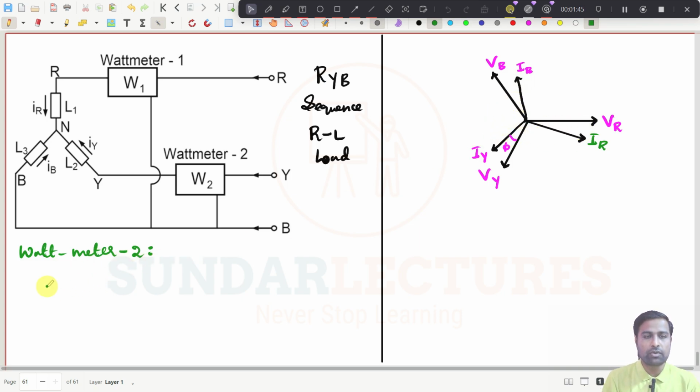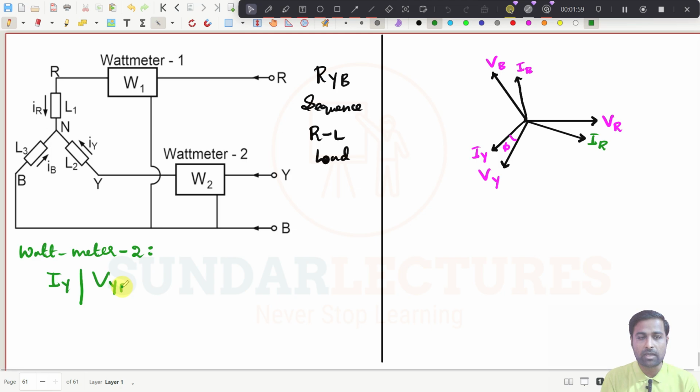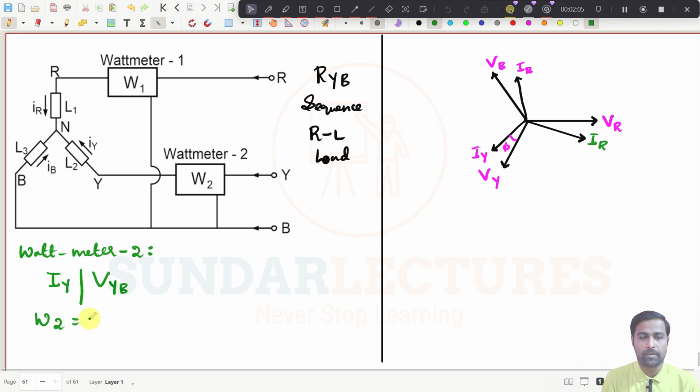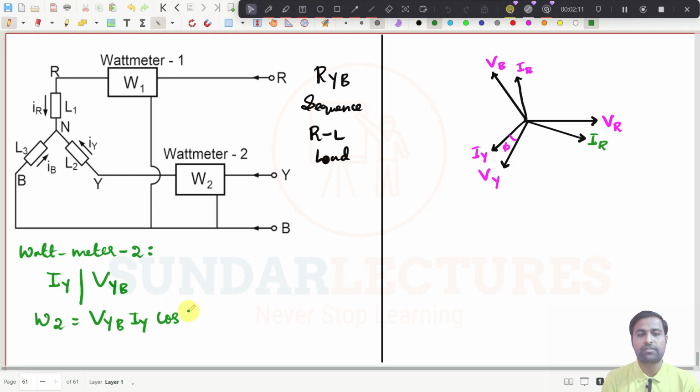Now what is the current here? The wattmeter takes the current IY, right? This is the current IY, and what is the voltage here? See, this voltage is VYB, right? The voltage between phase Y and phase B. So what will this wattmeter 2 read now? It is VYB and then IY cos of some angle.